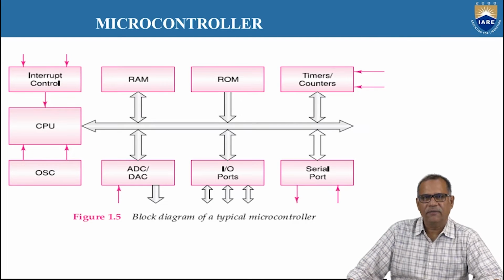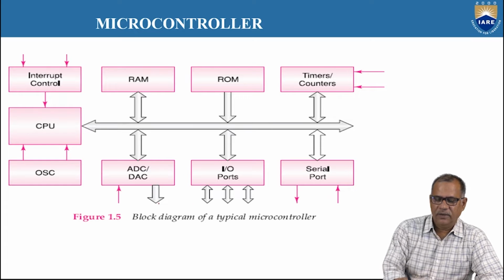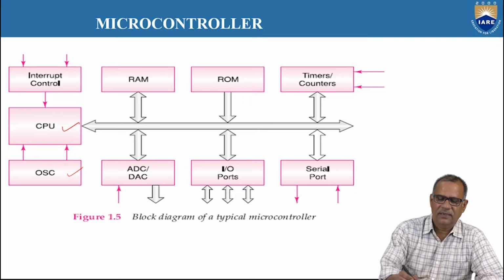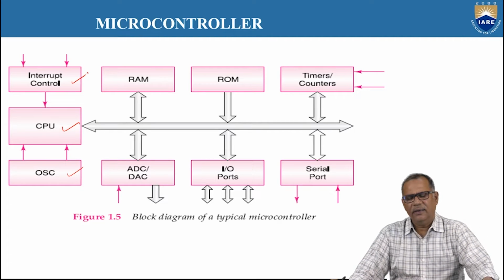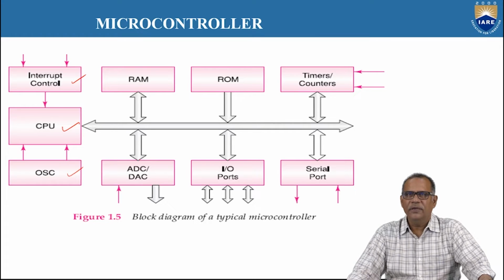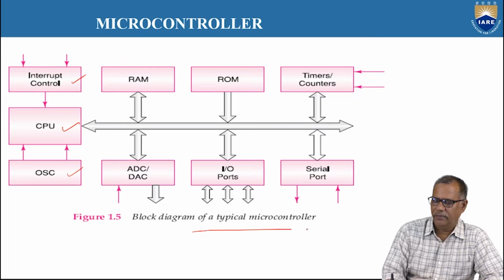This is a typical functional block diagram of a microcontroller. It has the CPU, and the oscillator which provides the basic clock pulse, and it has the interrupt control block, and RAM, ROM. RAM is used for the data memory, ROM is used for the program memory, and it has the timers and counters, the serial port, ADC and DAC, and IO ports. So this is the typical block diagram of a microcontroller.